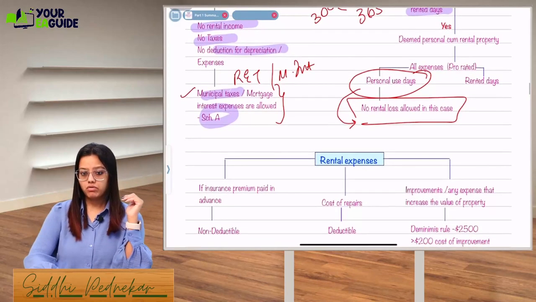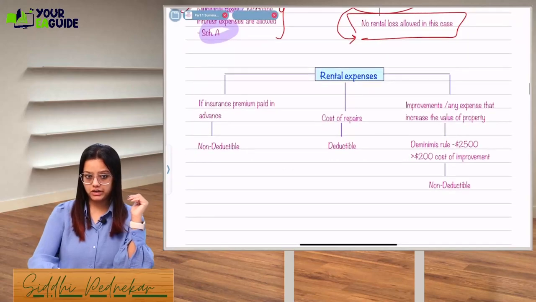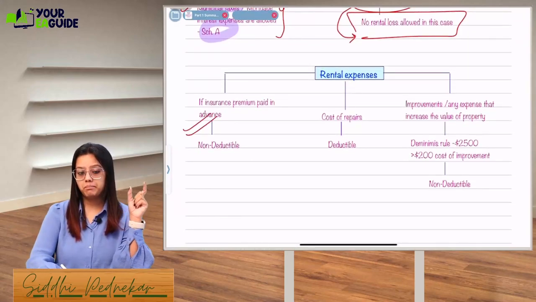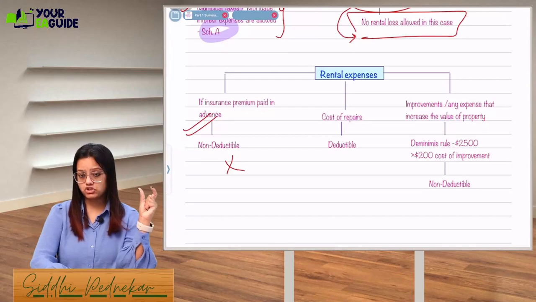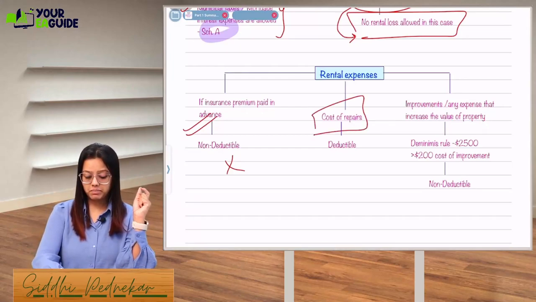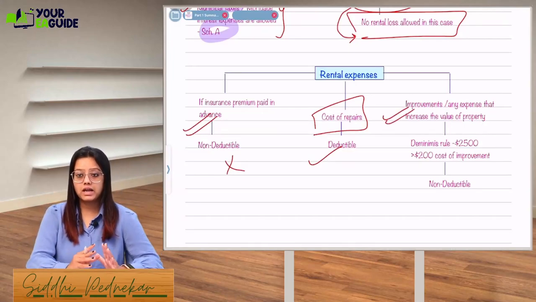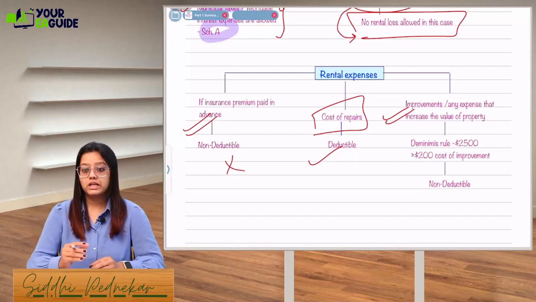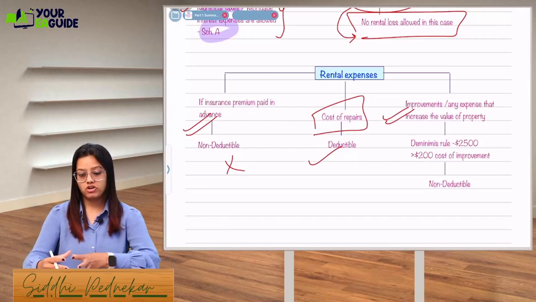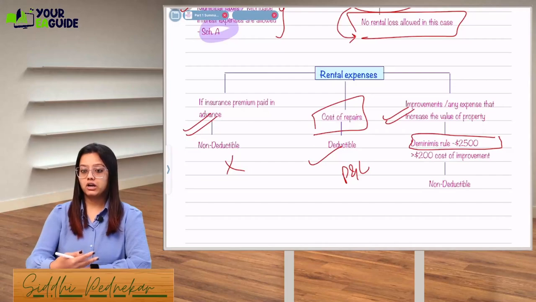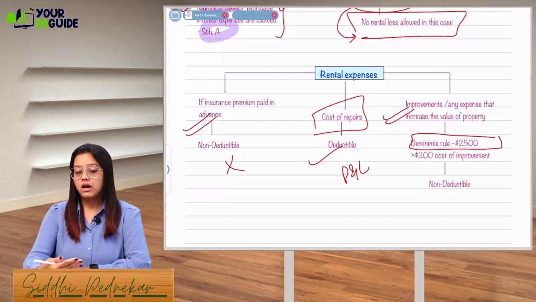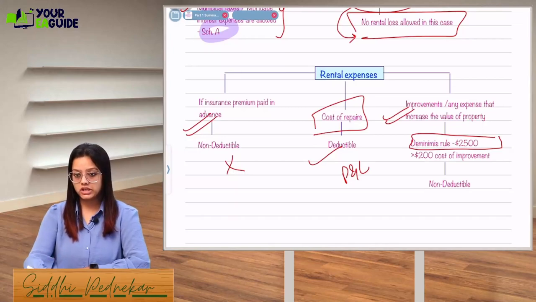Now, what will happen? Whatever rental expense can be deducted will include... an insurance premium paid in advance is non-deductible. Remember this: if you are paying an insurance premium in advance for your property, it will not be deductible. Cost of repair, yes, it is deductible as an expense. Any improvement which you are making, or any expense used to increase the value of the property, meaning any capital expense, we will apply the de minimis rule. What is the de minimis safe harbor rule? Up to 2500 you will expense it off in the P&L. If you incur more than this amount, you include it as an asset, and on that you can easily claim the depreciation expense.